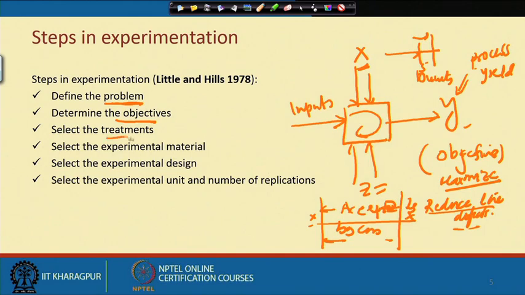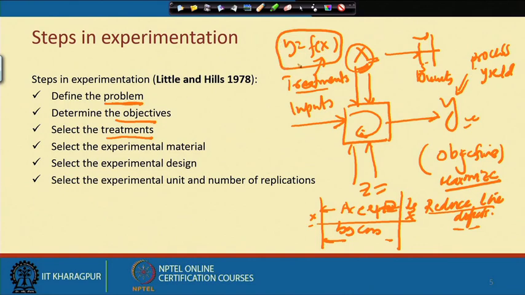Then comes selecting the treatments. As I told you in the first class, y is a function of x. This x is the factor, and these are also known as treatments, because you can treat x in different ways. Better said, you can treat the process by manipulating the x so that the output will be of desired quality. So, selecting the treatment means you select the controllable factors x which are important for this functionality. Then select the experimental material.